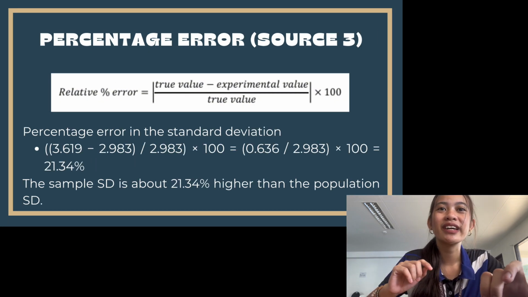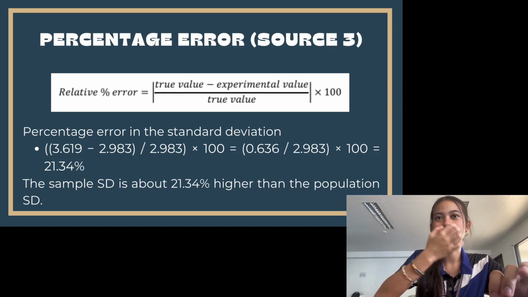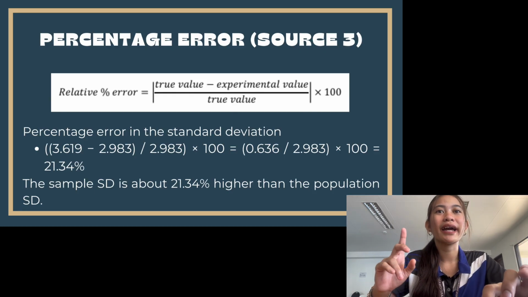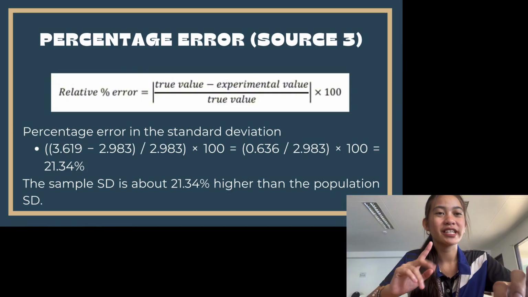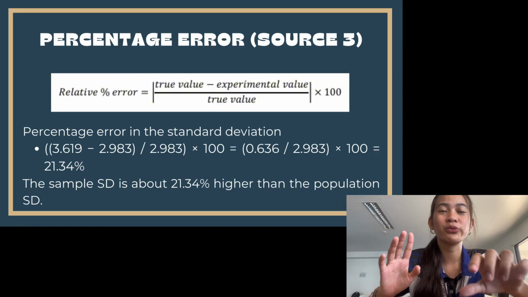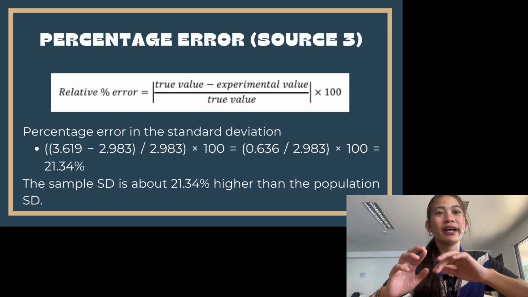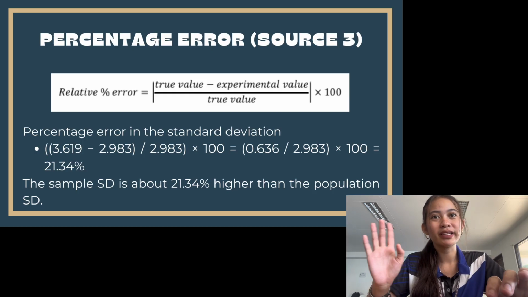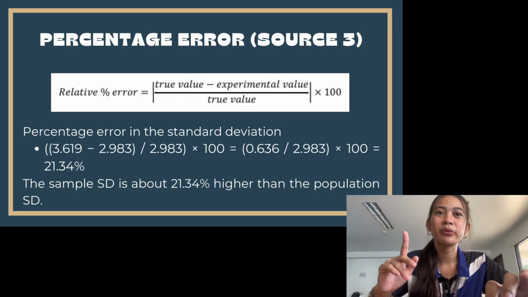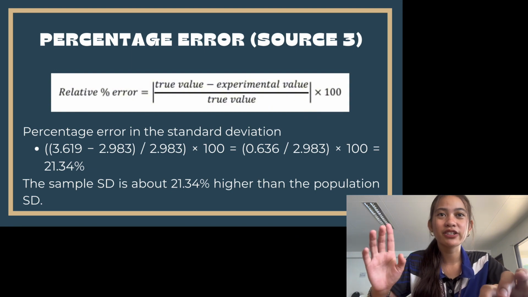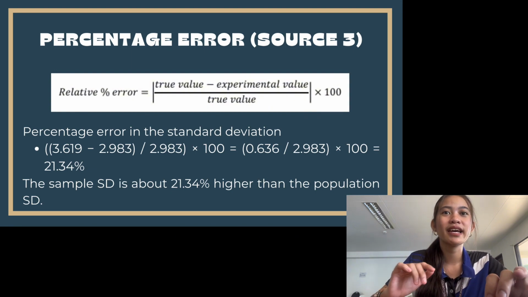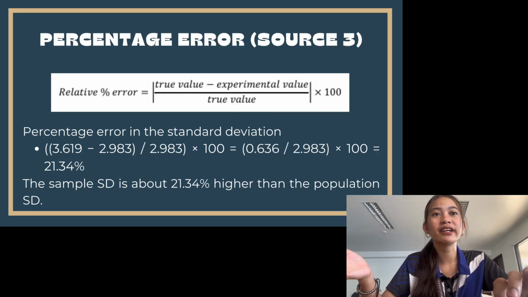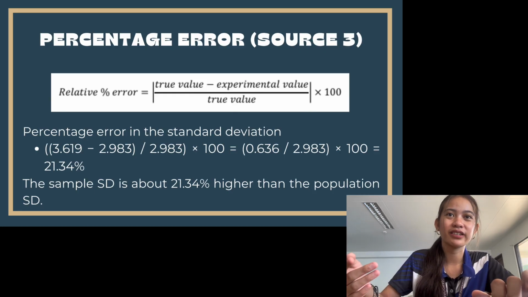And then here we have also the standard deviation. The true value is 2.983 and the experimental value is 3.619. So 3.619 minus 2.983, divided by the true value, 2.983, and then multiplied by 100, you'll get 21.34%. So the sample standard deviation is about 21.34% higher than the population standard deviation.